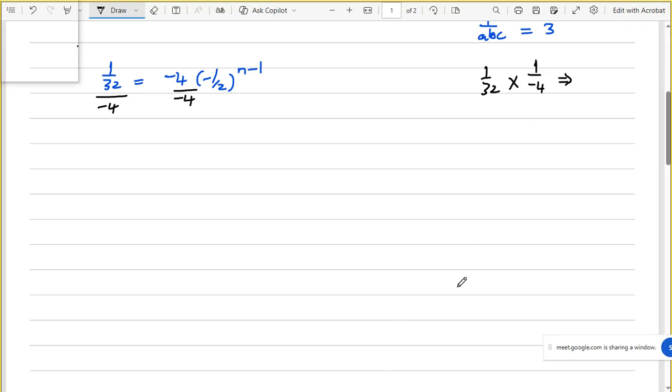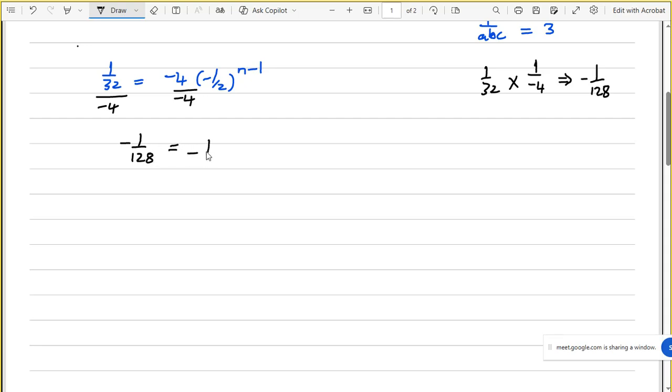-1 over 128. Is that what you got? Yes, sir. Yes. Okay, so this will be -1 over 128. It's equal to -1 over 2. Now, everything to the power n minus 1.